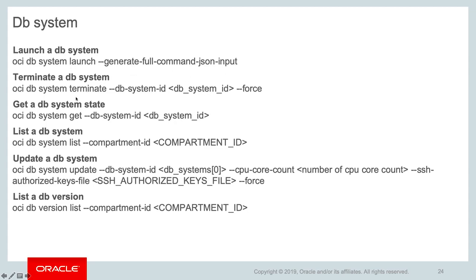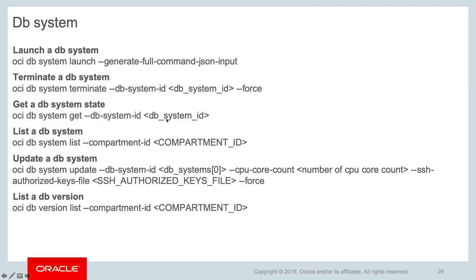You can terminate a database system. You can see a database system state. These details like DB system ID, and then the argument is going to take the system ID. So these are nothing but the OCID of your database system. So again, you will have to get these details from the console.